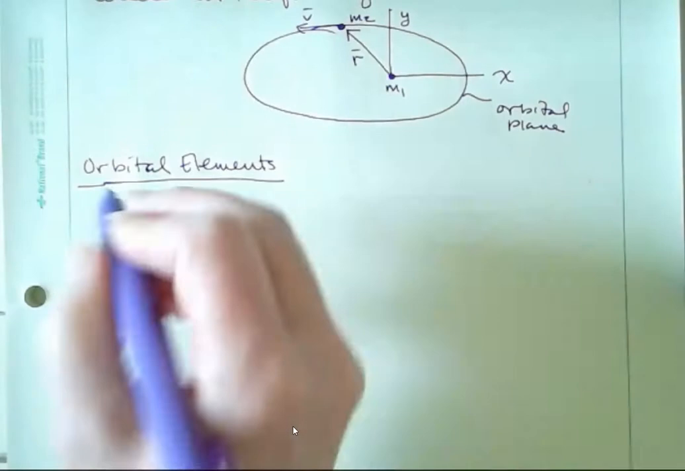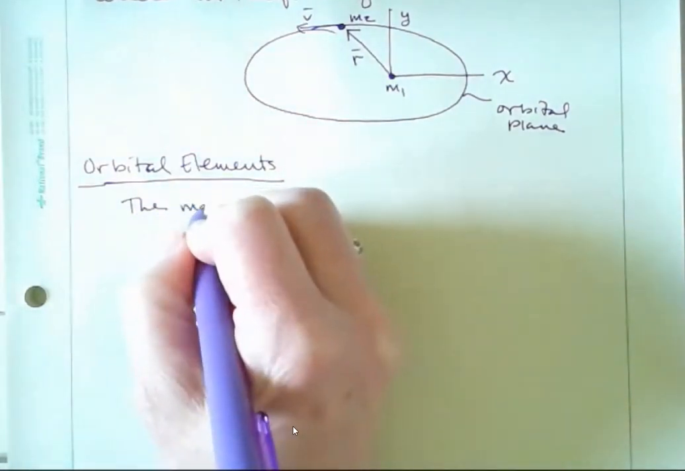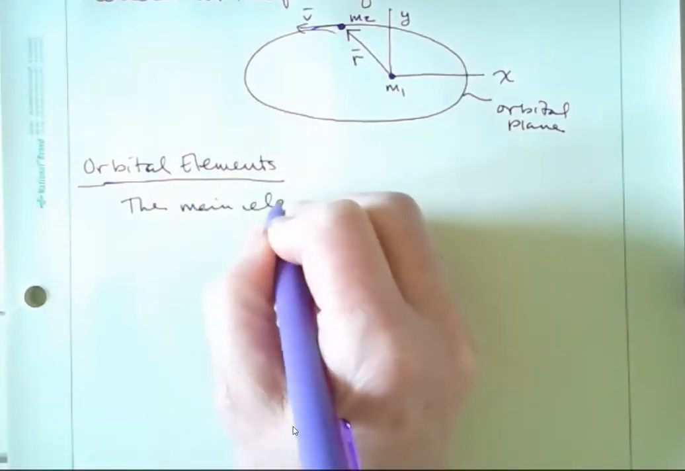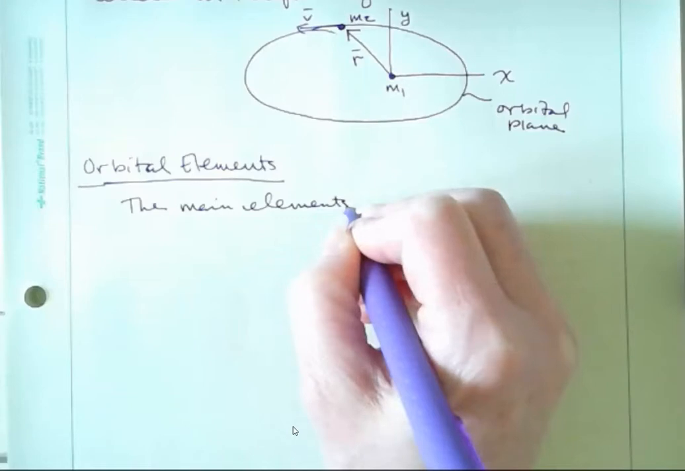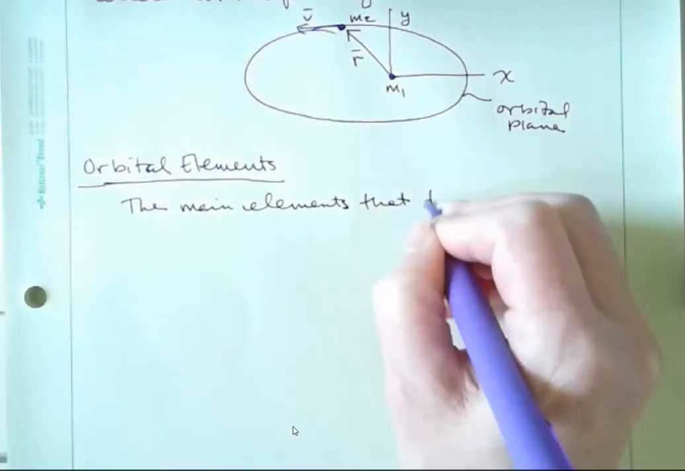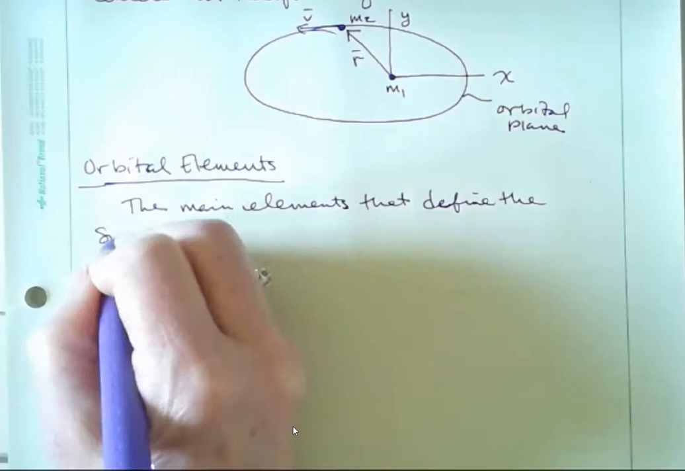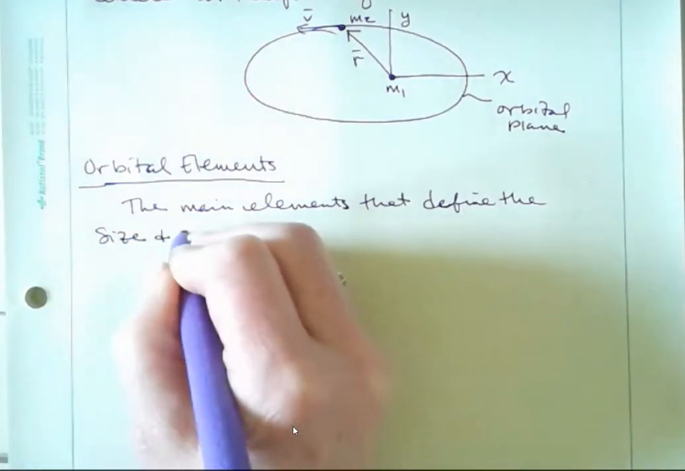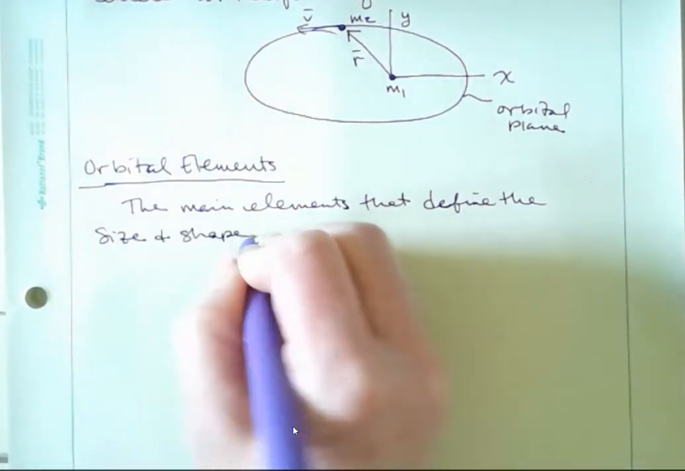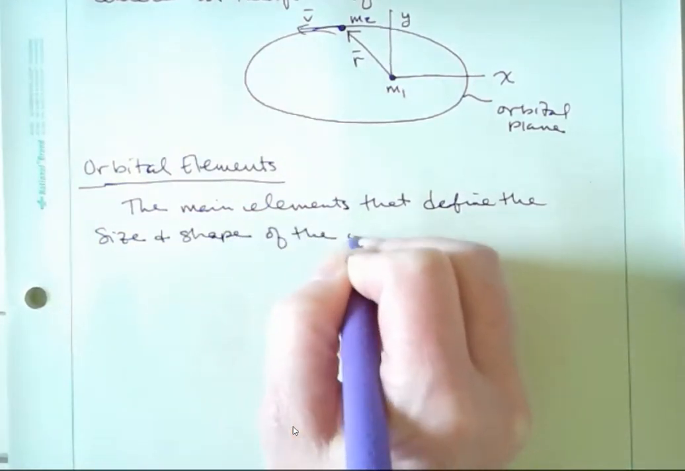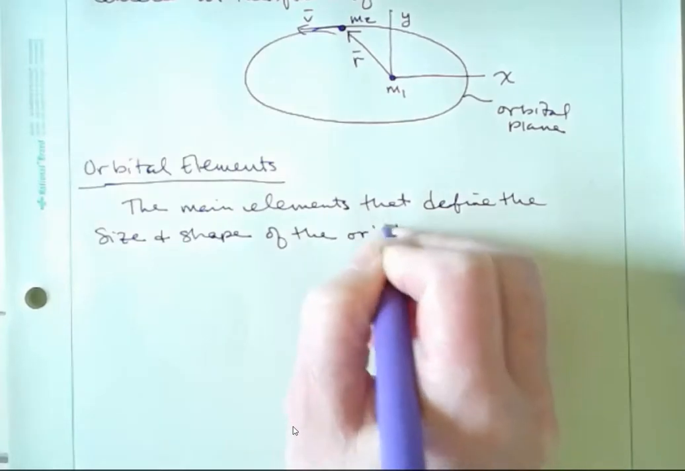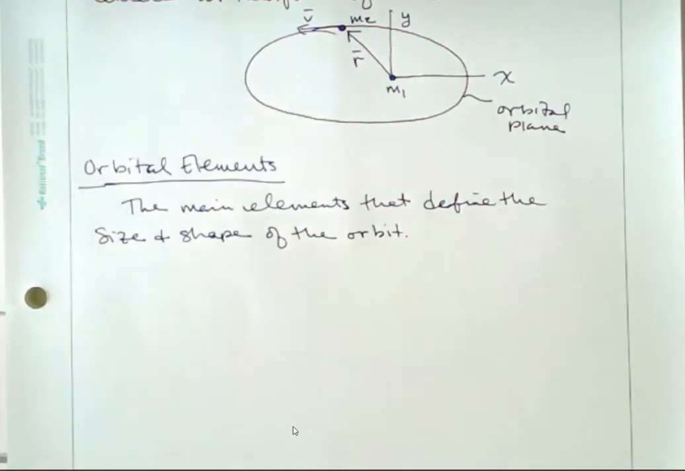So these are going to be the main elements. There's going to be 6 of them that define the size and shape of the orbit. All right. So this is what your orbital elements will be.